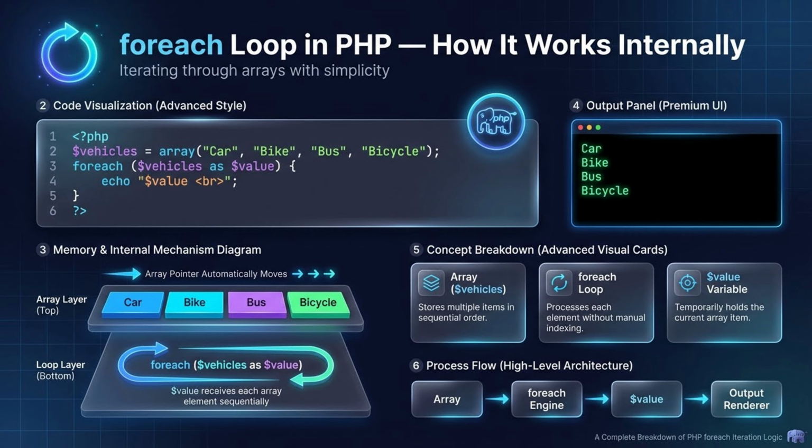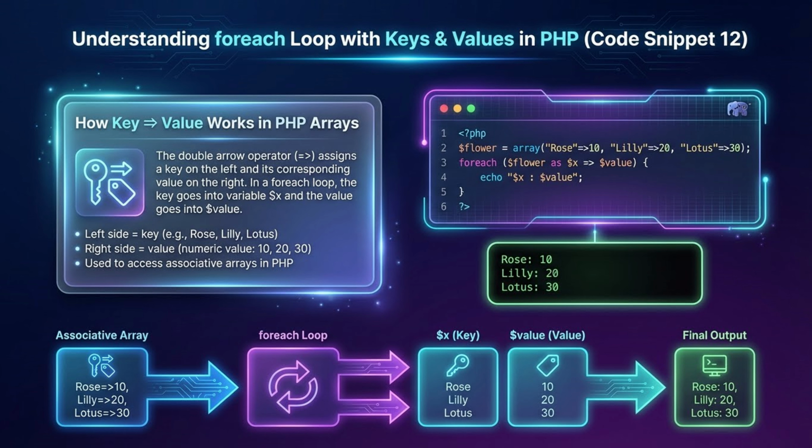In this part, we explore how the foreach loop works when dealing with associative arrays in PHP, arrays where each item has a specific key paired with a value. Unlike normal indexed arrays that use numeric indexes starting from 0, associative arrays use custom labels, such as names or words, to identify each value. The double arrow operator, written as equals greater than, is what connects each key with its value. The key is placed on the left, and the value is placed on the right.